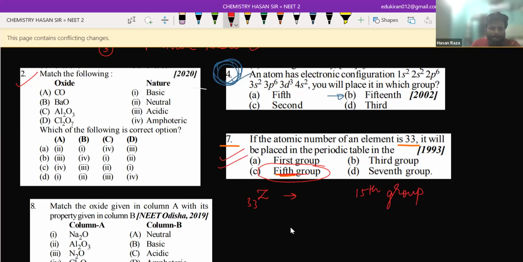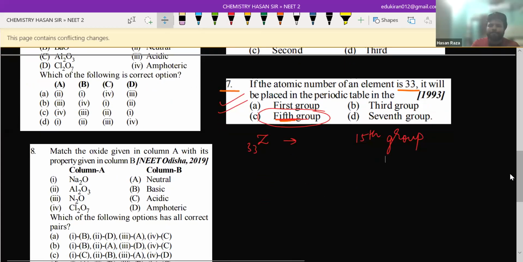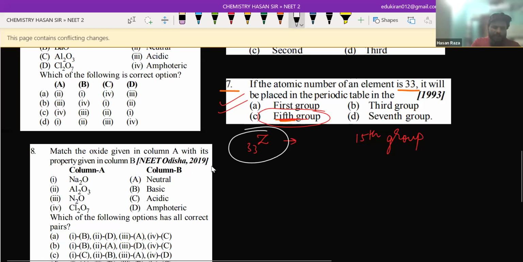Yes, I got it. Basically, this element which has atomic number 33 is an element from the p block. And the p block starts from group 13 to 18. So it can be the 15th group. So go for the next question.